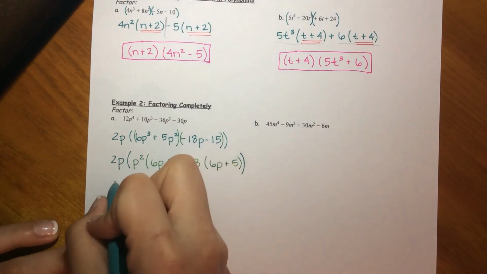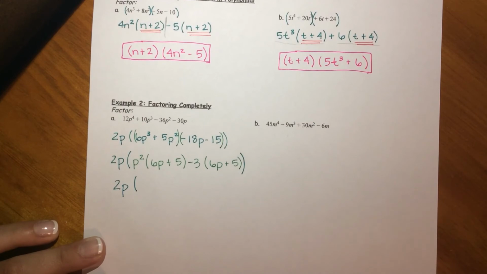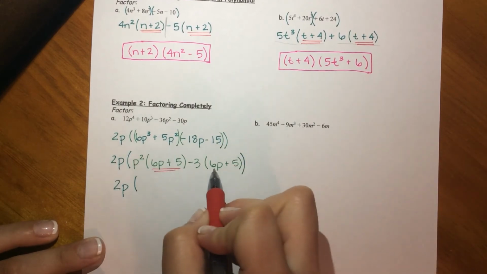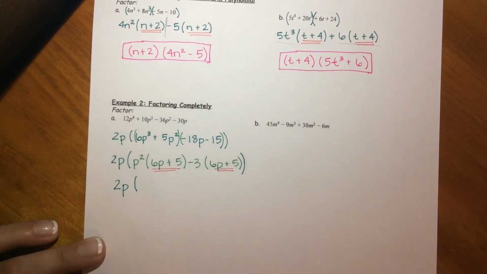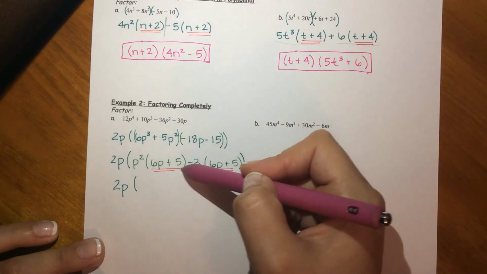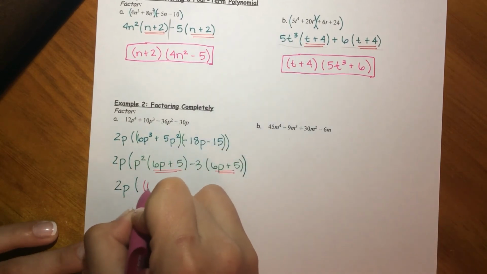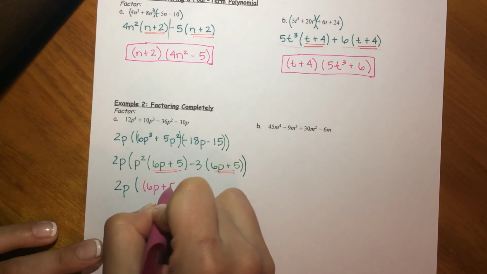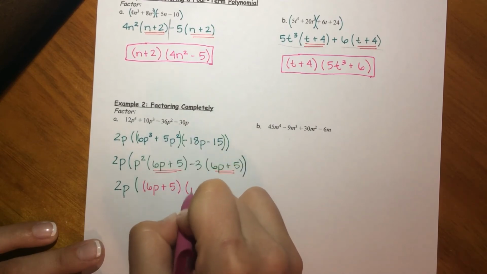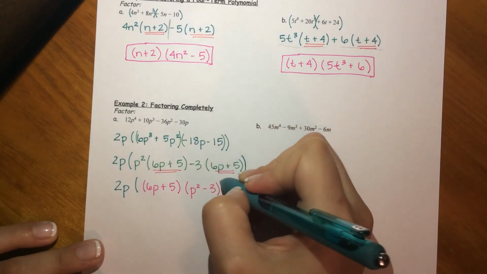All right, so here we go. 2p is coming along for the ride again. Big set of parentheses, all right? Again, my smaller set of parentheses on the inside is still the same, so that's not changing. I'm going to go ahead and factor that out of my two terms. So just like we did before, we split it in half. I want you to just look at this term and then just look at this term. They both have that 6p plus 5 in common. So 6p plus 5. And then what do they have left over? p squared minus 3. Right? And I'm going to go ahead and close that set of parentheses.